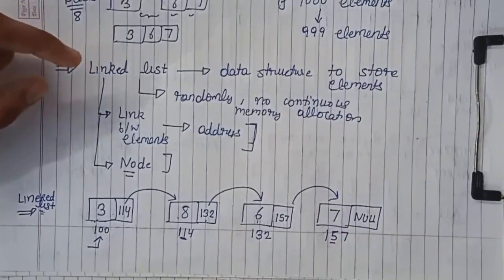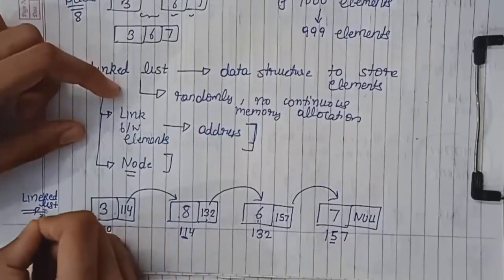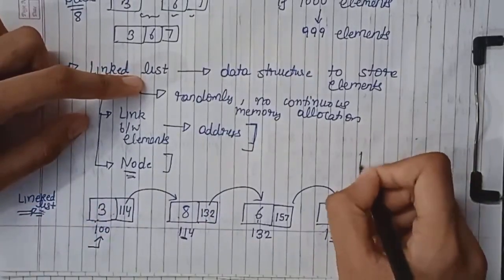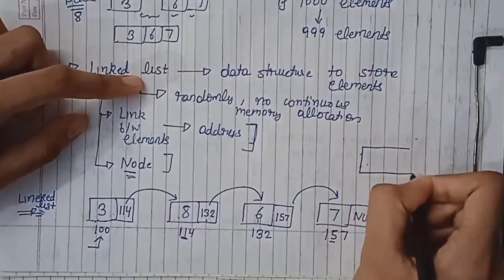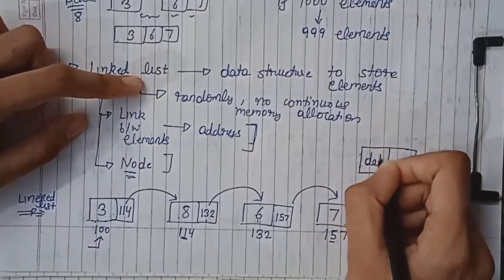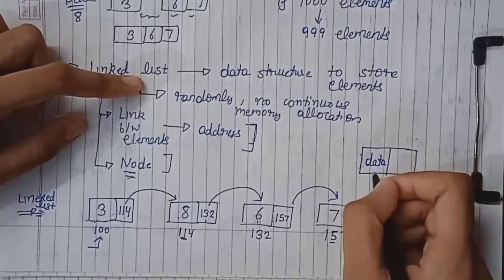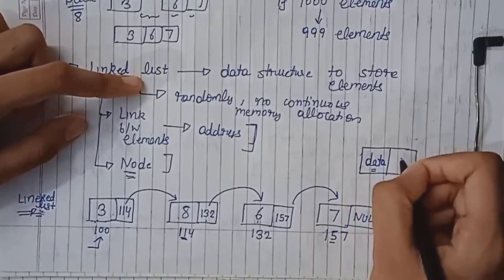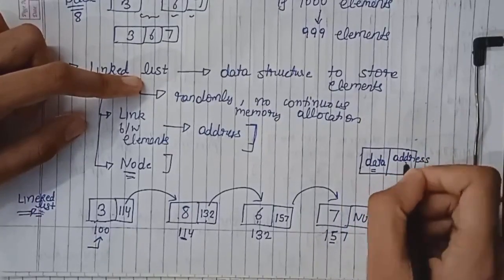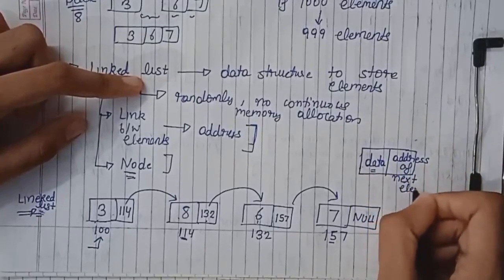Now the basic structure unit of a linked list is the node. That is, in a linked list, to store any element, we store data in a box, and in another box aside to this data we store the address of the next element.